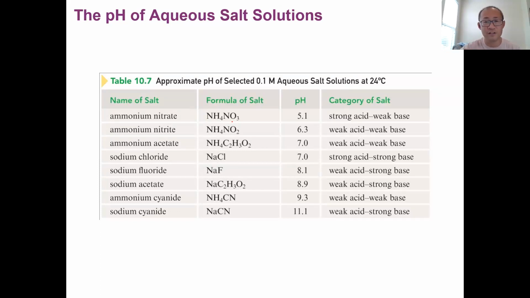For example, this ammonium salt is from a weak base and a strong acid, because nitric acid is strong and ammonia is weak, so the solution will be acidic. You can see the pH is 5.1, it's acidic.